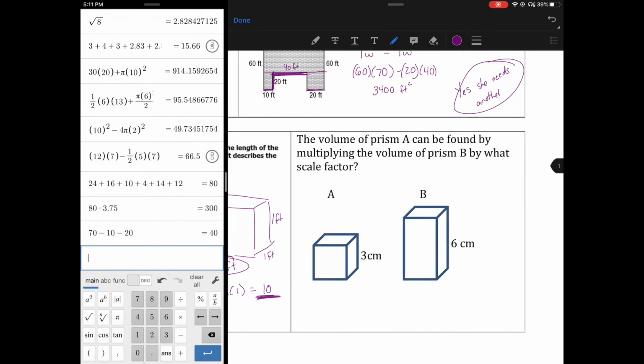So if I look at the next problem, my scale factor is how much bigger it's getting. So the volume of prism A can be found by multiplying the volume of prism B by what scale factor? To get from 3 to 6, I'm multiplying by 2, so that's my scale factor. And it's that simple.